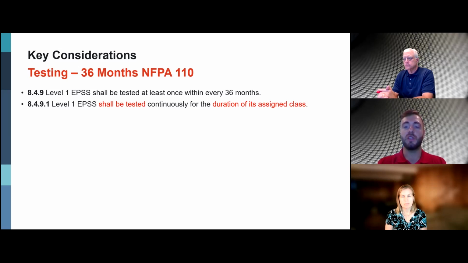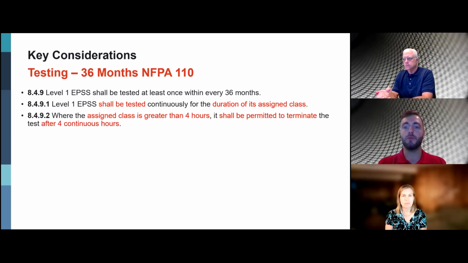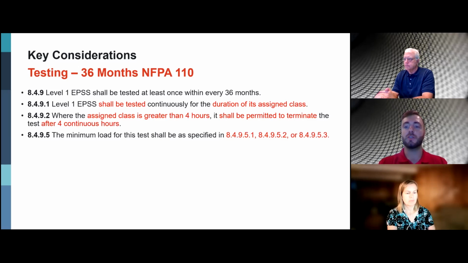And that it can be found within NFPA 110. Next up, if the emergency power supply system is assigned to a class greater than 4, then it shall be permitted to terminate the test after 4 continuous hours. The minimum load for 36-month testing can be found in sections 8.4.2.1, 8.4.2.2, or 8.4.2.3.